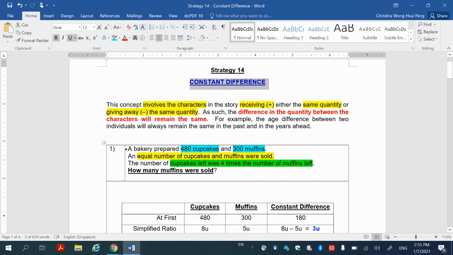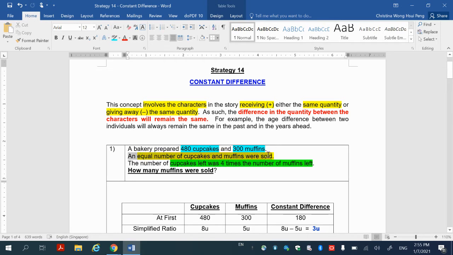A bakery prepared 480 cupcakes and 300 muffins. An equal number of cupcakes and muffins were sold. And after this equal number of cupcakes and muffins were sold, the end result is that the number of cupcakes left was 4 times the number of muffins left. So the baker will end up with 4 times the cupcakes compared to the muffins. And we are asked to find how many muffins were sold.